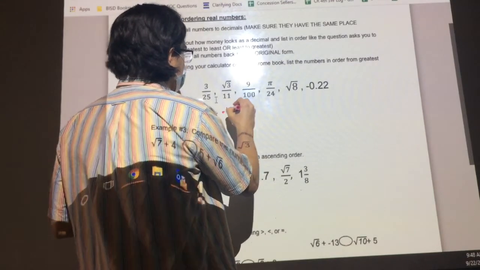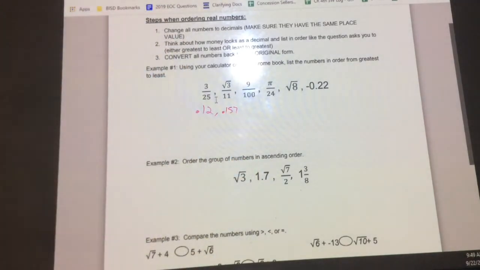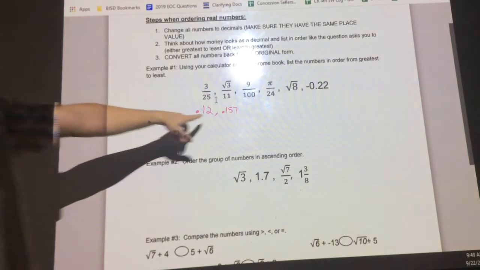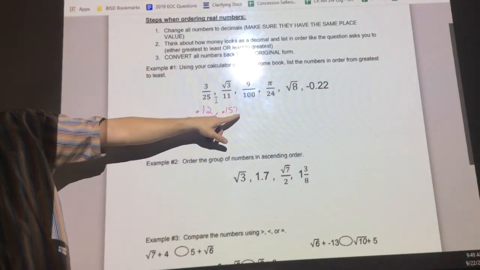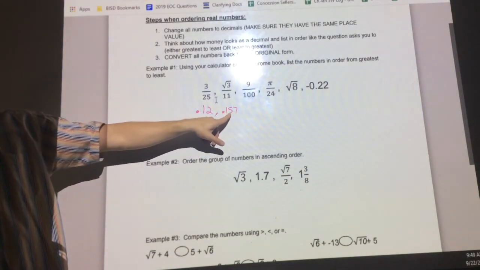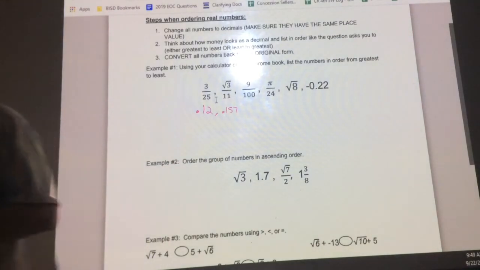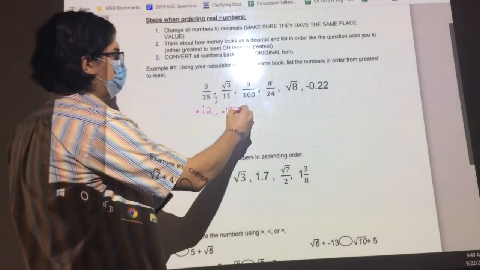But remember, in the instructions it said to make them all have the same number. So, since that has 0.157, can I round up to make this 0.15, or should it be 0.16? Or we can even leave it there. It makes no difference. Let's leave it at 0.157 right now. I like the thousandths place.